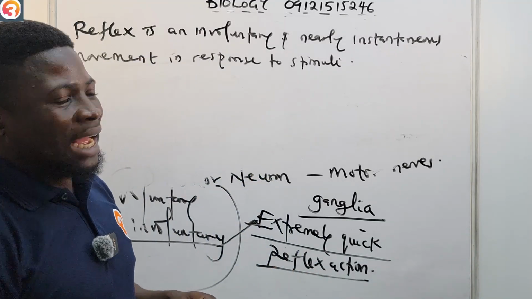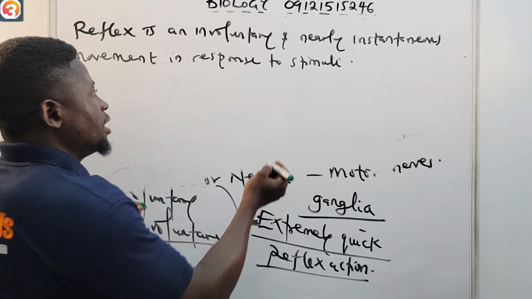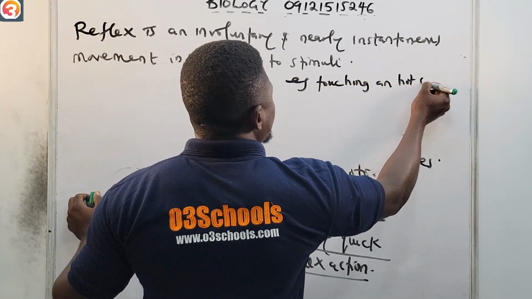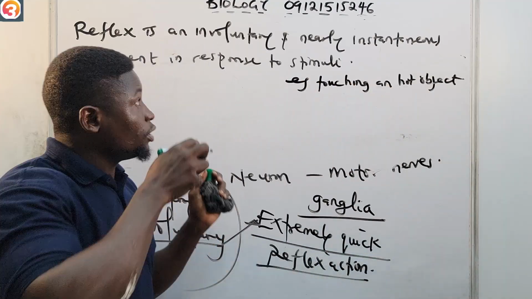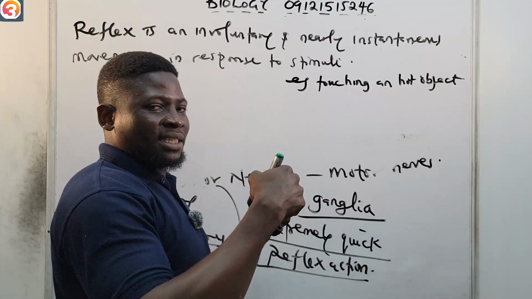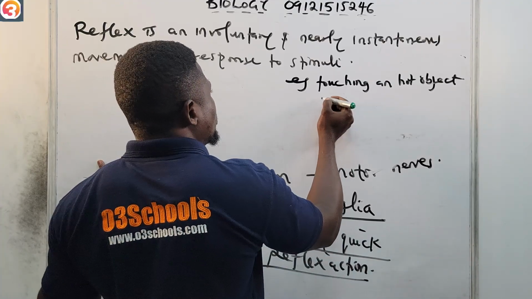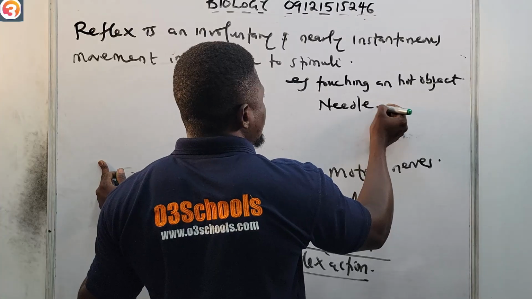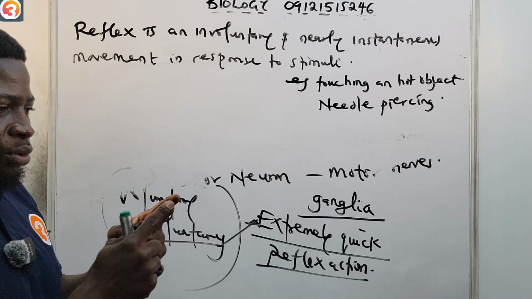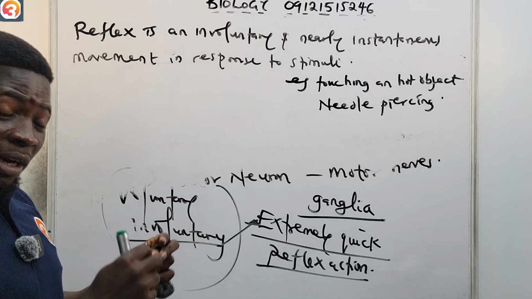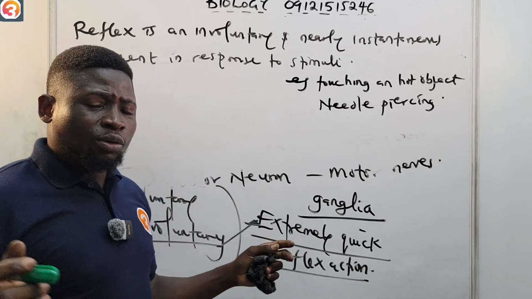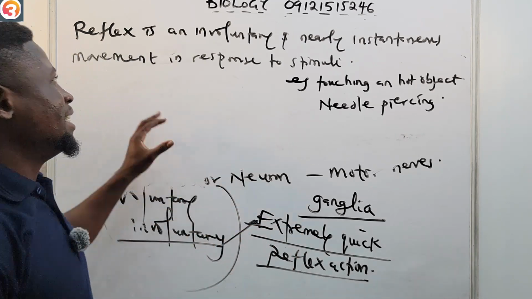It's very, very fast. An example is touching a hot object. What's another example of a reflex action? Piercing, a needle piercing you. I hope you understand that very well. So when you touch a pointed needle, that's reflex action. Let's say unknowingly it happens, you remove your hand immediately. When you touch a hot object, naturally you withdraw your hand immediately. Those are reflex action.